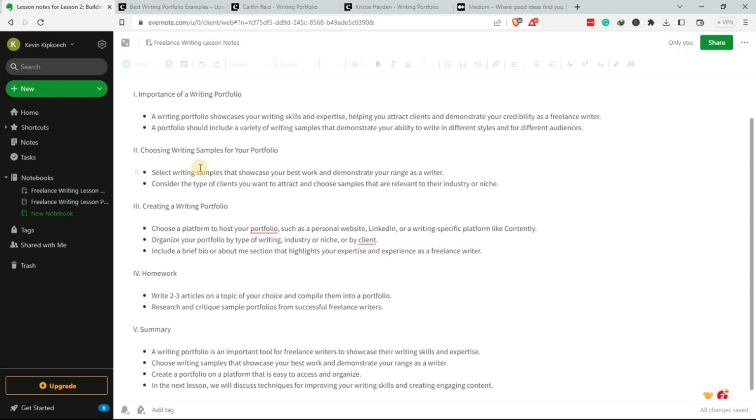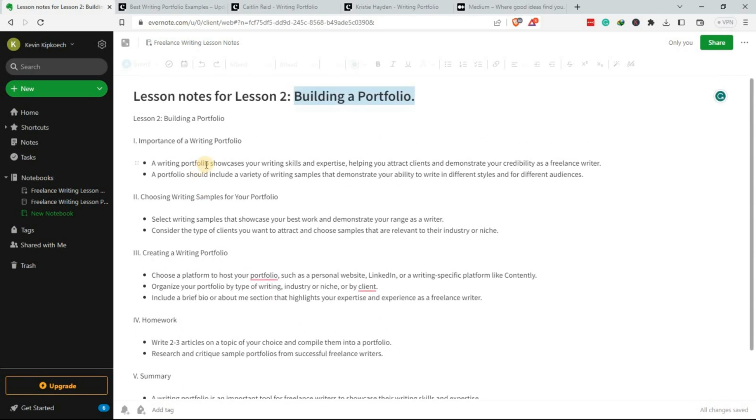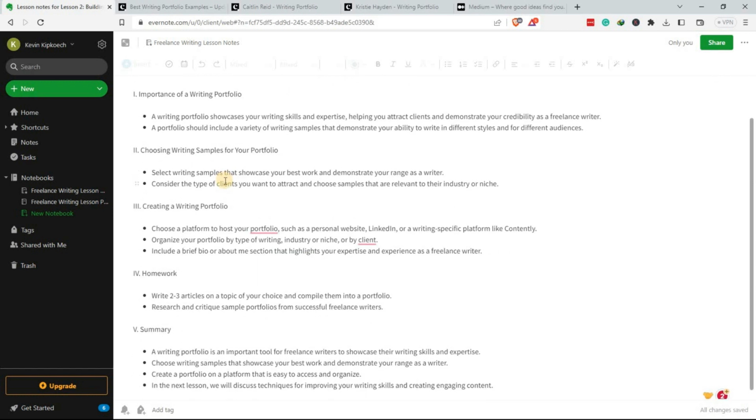Okay, let me put it this way. A portfolio is a collection of your samples. So if you have, say, 5 samples, you can put them together into something presentable and call it my portfolio. But the question is, if you have more samples, how do you choose what to include and what to exclude?